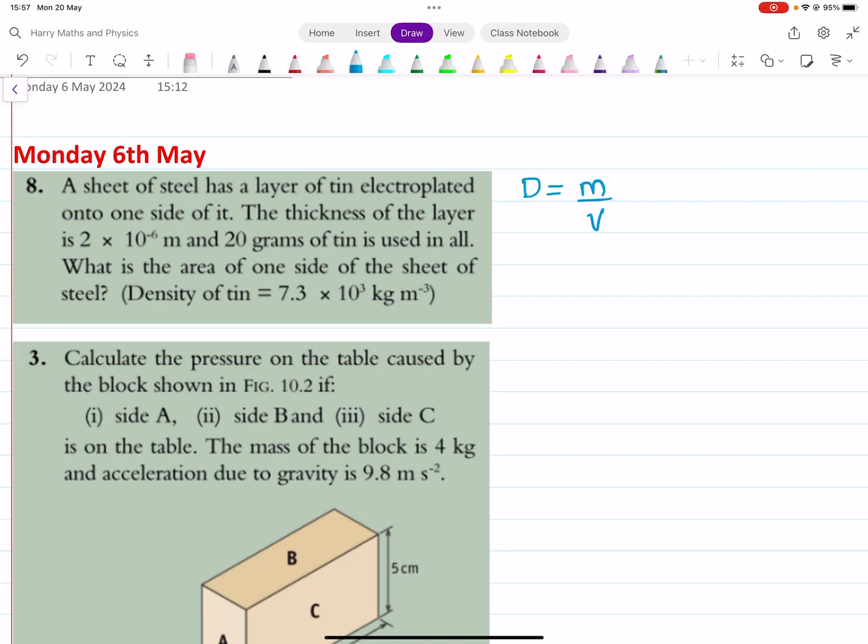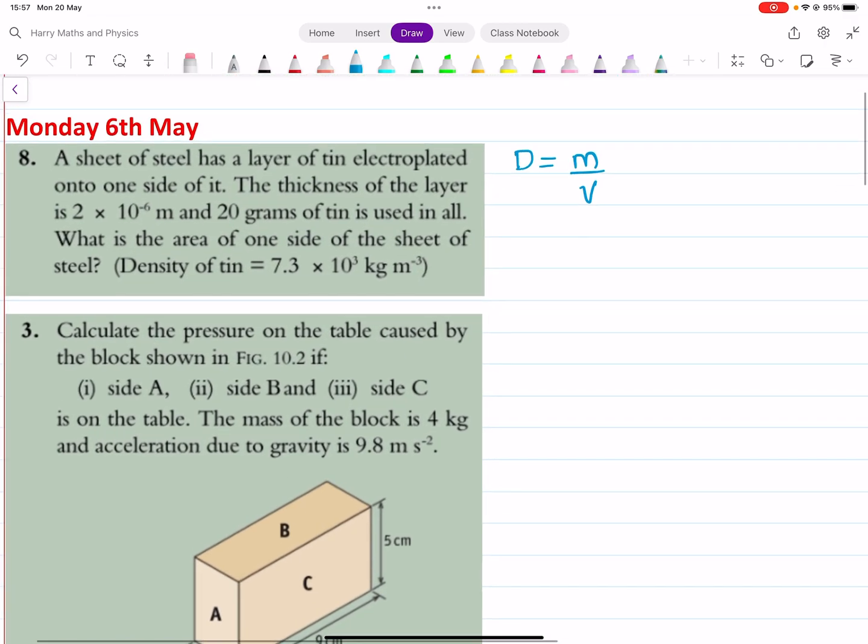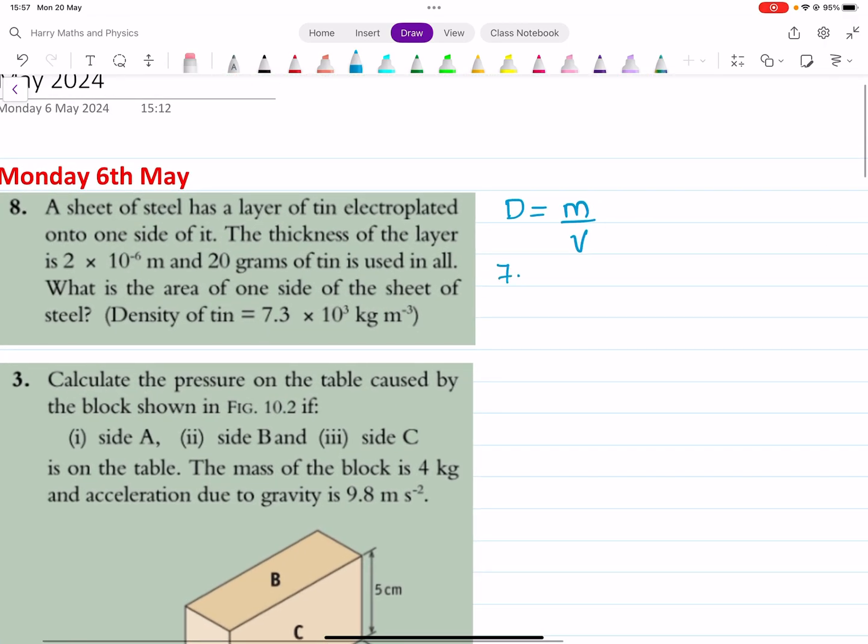Sorry, it has a layer of tin electroplated onto one side of it. The thickness of the layer is that. Oh, they're looking for the area. Sorry, I thought they were looking for one of the dimensions. Okay, so the density is 7.3 by 10 to the 3. The mass is 20 grams, but we need that in kilograms, so I'm going to divide it by 1,000. So it's 0.02.